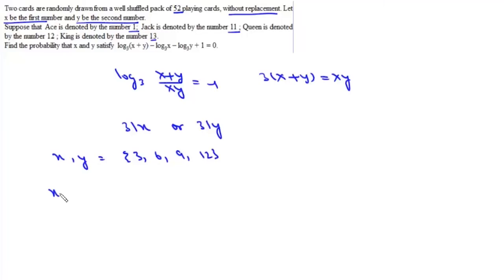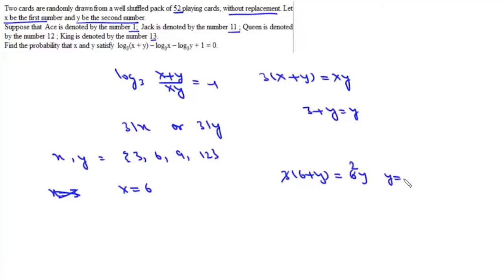Now if we choose x as 3, then in that case this 3 and 3 will cancel. We'll get 3 plus y equals y. We'll get 3 equals 0, which is not possible. So x equal to 3 is not possible. Now if we take x as 6, then it will be 3 times (6 plus y), and there will be 6y. Now this is 2.